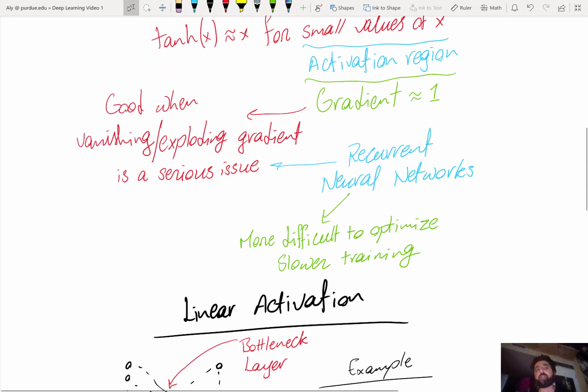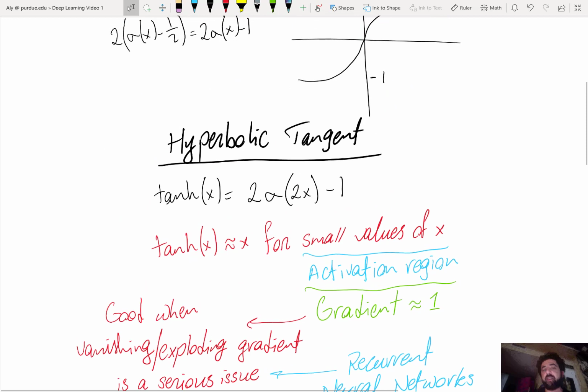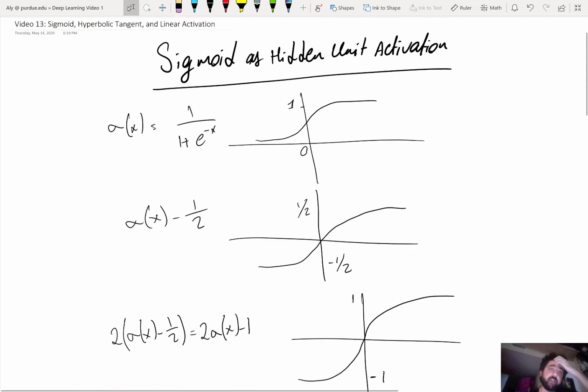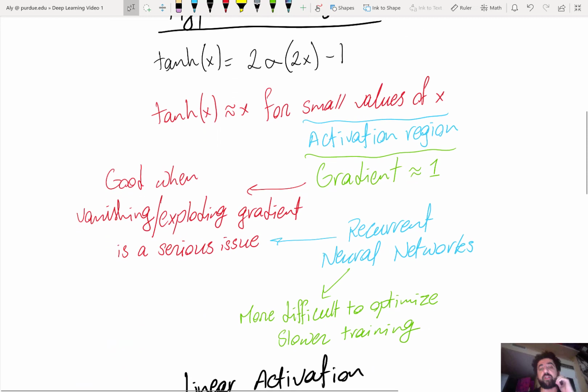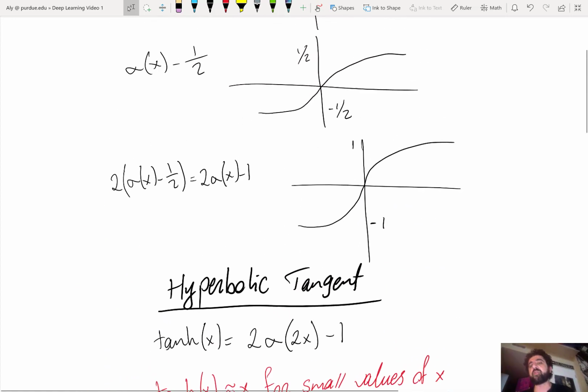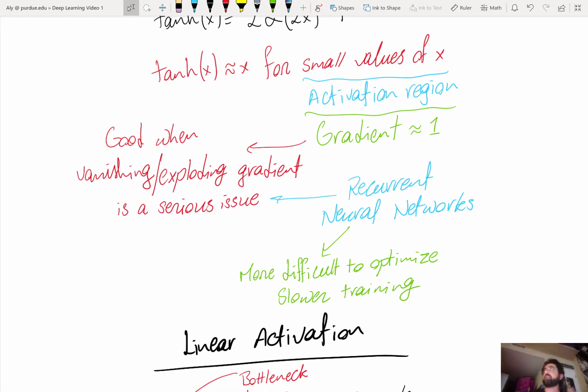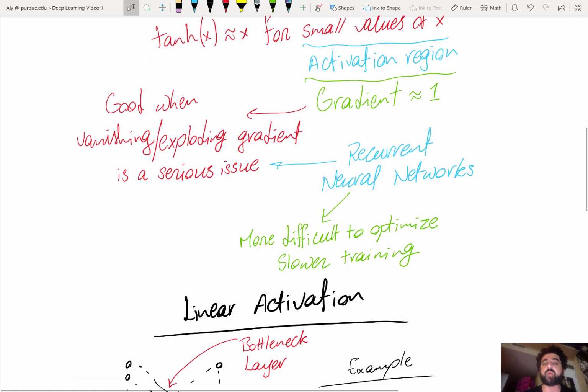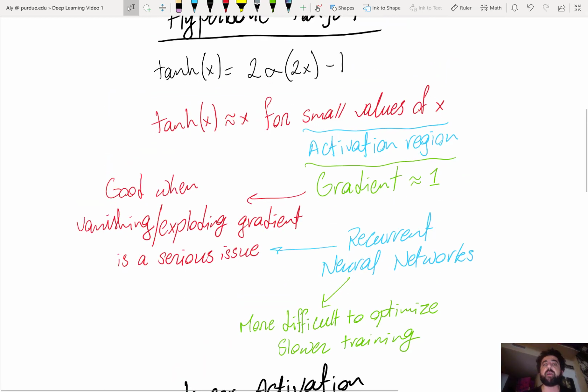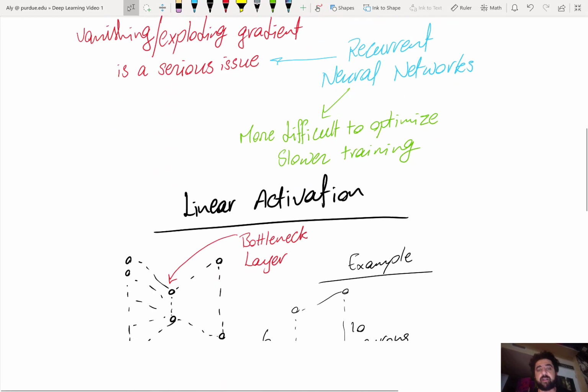Right? But the cost is that, of course, it has implicitly in it an exponential. It comes from the sigmoid, so it's more difficult to optimize than normal networks, and also because of the close to saturation regions, the almost flat regions here. So the training can be very slow when you are not in the active region. That's why usually recurrent neural networks take more time to train, because they use the hyperbolic tangent as a hidden layer activation.